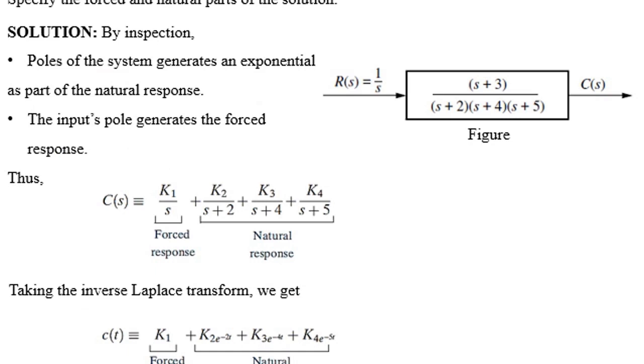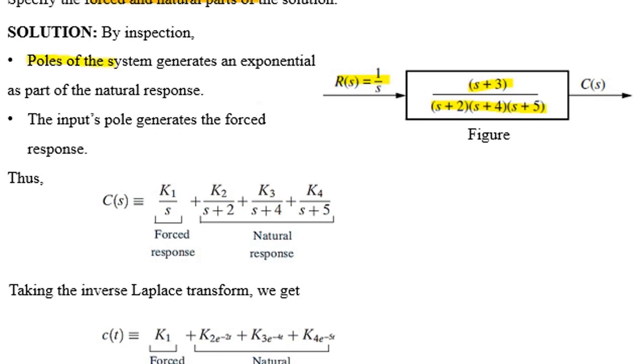Students, in the given example, we have a system. For this, we have to find out output equation C of t in terms of forced response and natural response. If you look at the figure which defines a system with 3 poles, one is at -2, other is at -4, and the last one is at -5, and a 0 at -3. Input of the system is step.